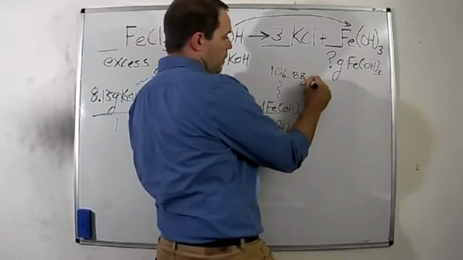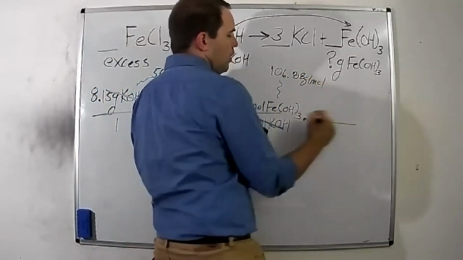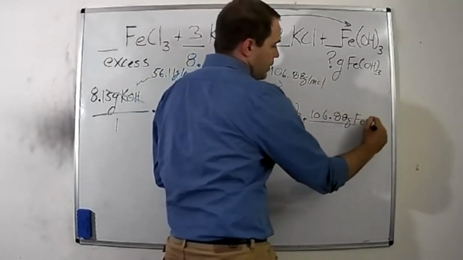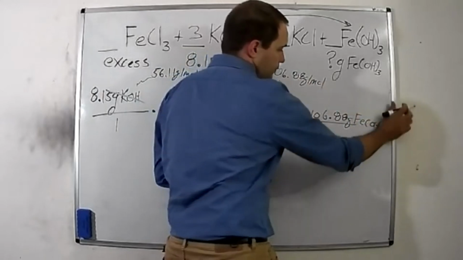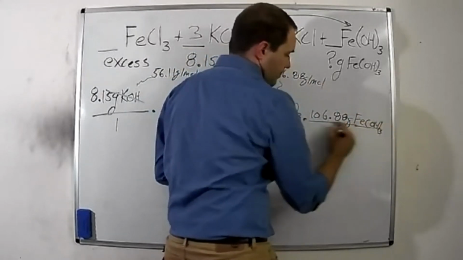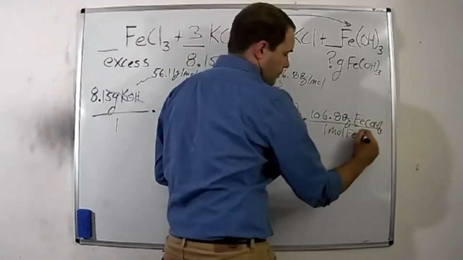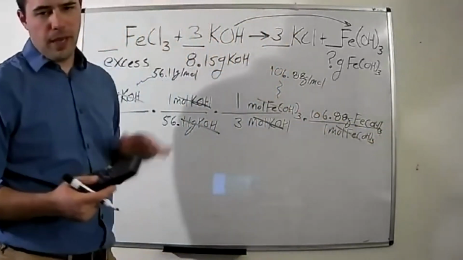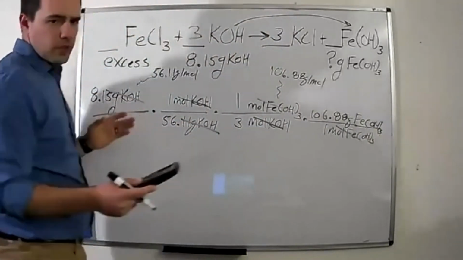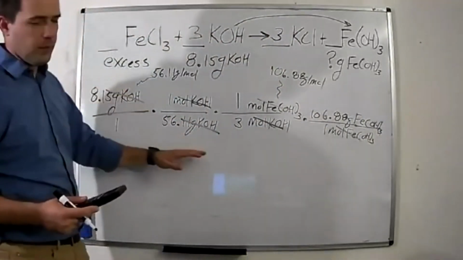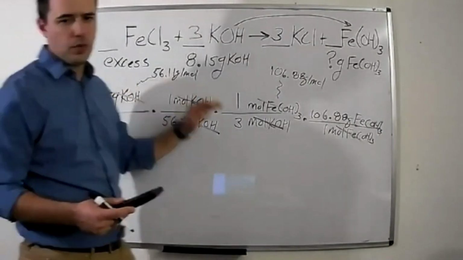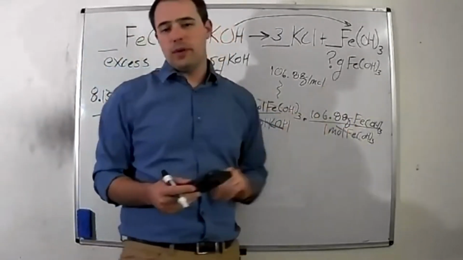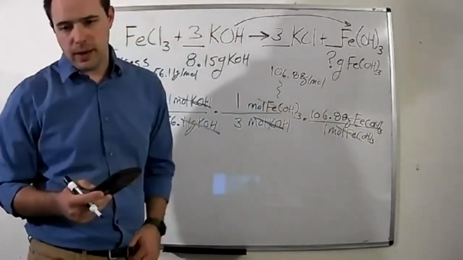106.88 grams per mole. Now, I'm going to want to multiply by that 106.88 grams of FeOH3. I want to multiply by that to end up there. So take a look at your work. First step, divide by the molar mass of potassium hydroxide to get us to moles. Then it's a 3-to-1 mole ratio. And then in the last step, you're multiplying by the molar mass of iron 3 hydroxide to get there.